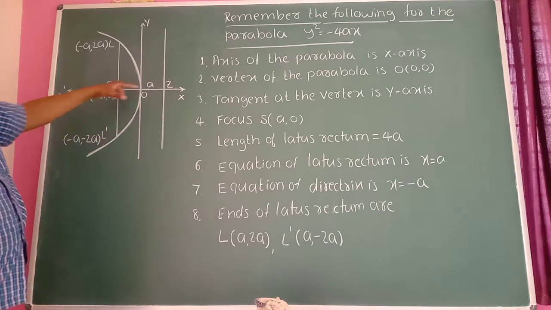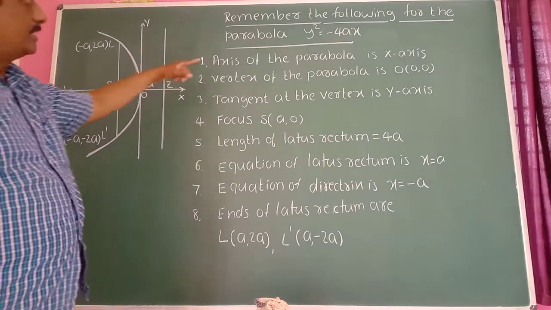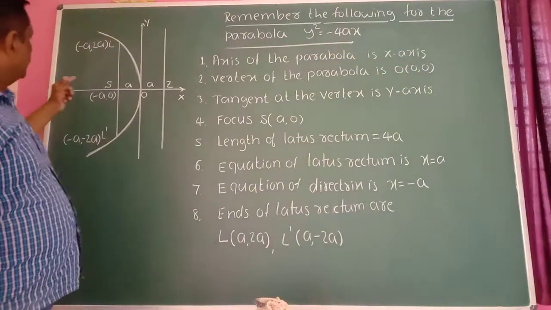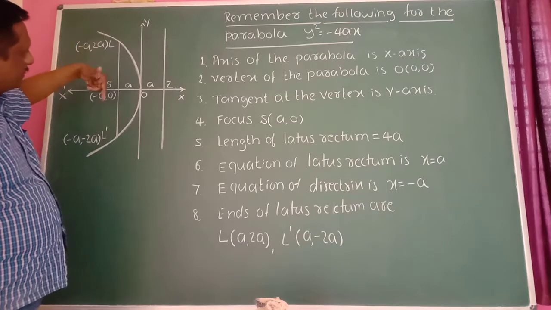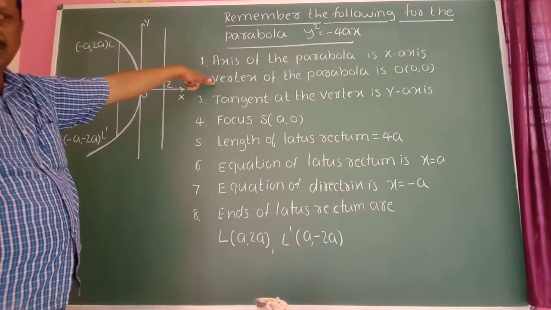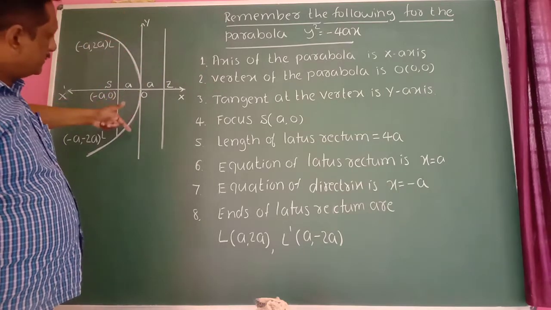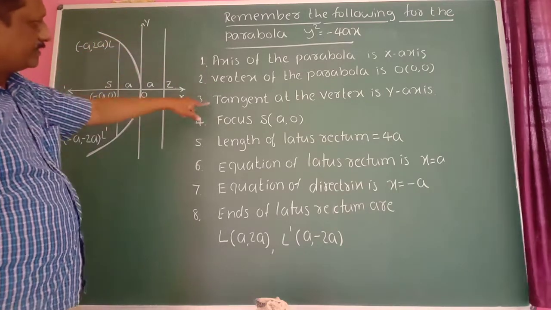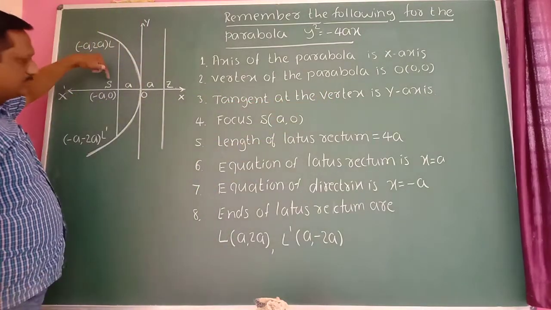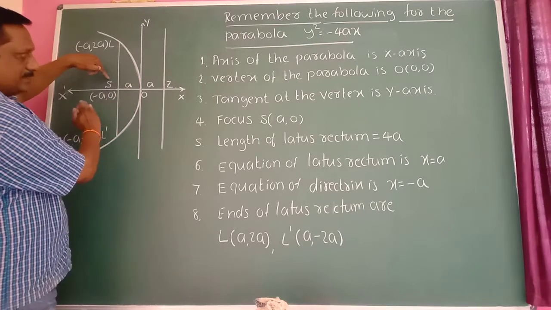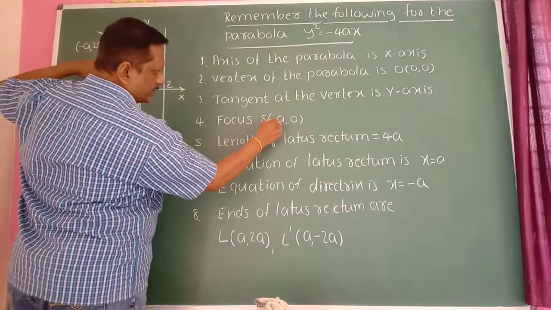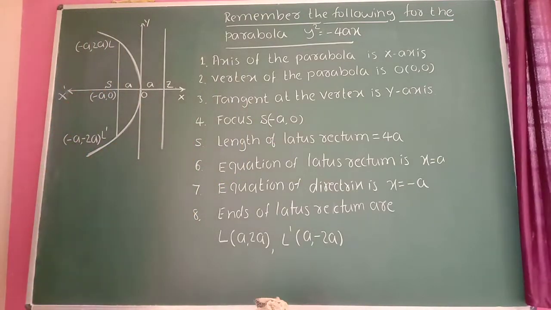Even here, the x axis is the axis. Axis of the parabola is the same x axis only. Then this axis cuts the parabola at the origin. Therefore, vertex of the parabola is the origin. And here the tangent at the vertex is the y axis only. Therefore, tangent at the vertex is the y axis. And S is the focus. It lies on the left hand side of that y axis. So its coordinate is minus a, 0. Coordinate of S is minus a, 0.